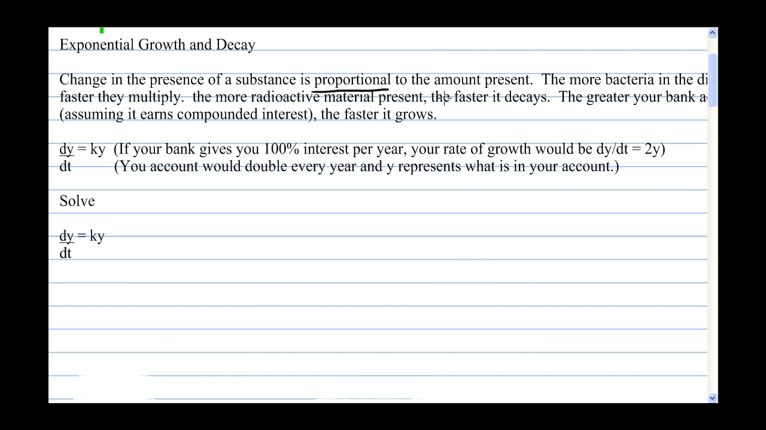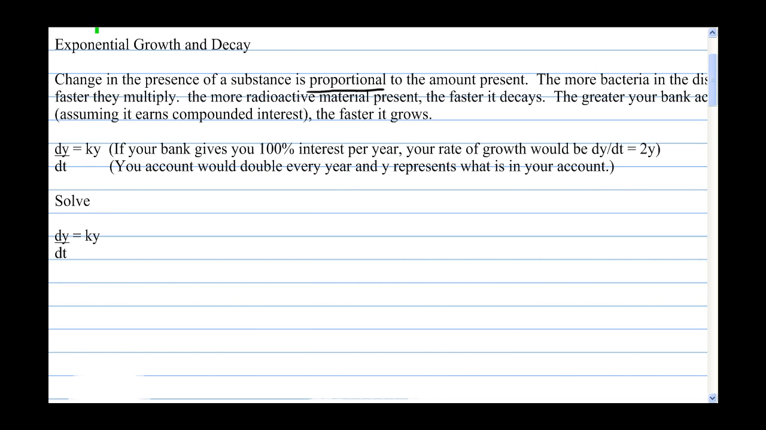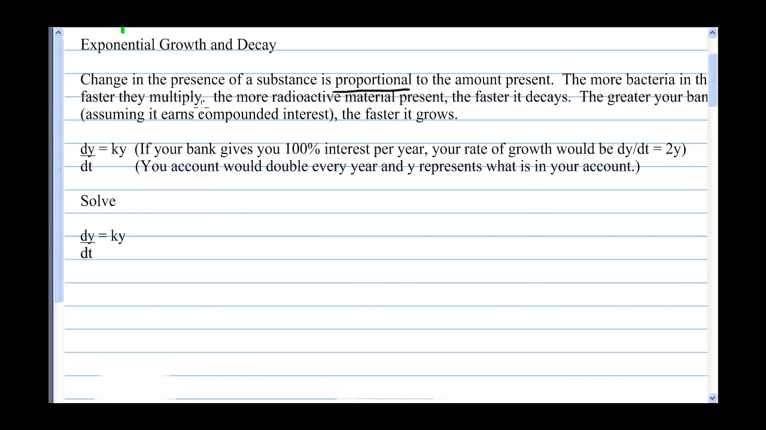The more radioactive material present, the faster it decays. The greater your bank account, the faster it grows, assuming it earns compound interest. So just saying the more population you have, the more it's going to grow because there's more to populate. Well, it's directly proportional, so the change in the population is equal to k times y. If your bank account gives you 100% interest per year, your rate of growth would be dy over dt equals 2y. It would be doubling. Your account would double every year, and y represents what is in your account.